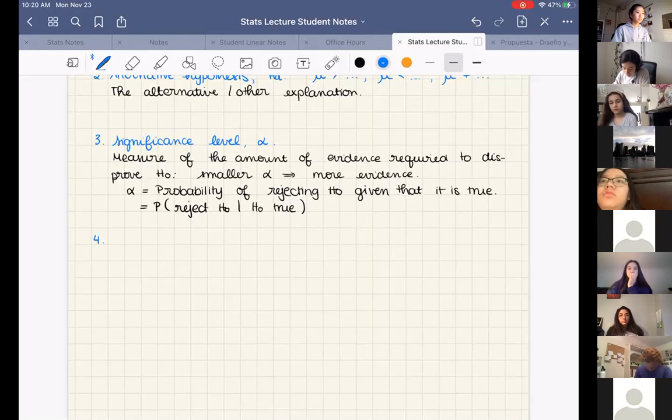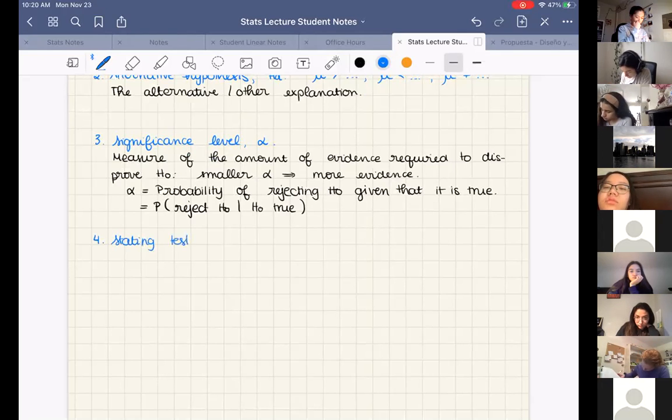Okay. All right, so then we have step 4, which was stating the test statistic. The test statistic and its distribution.